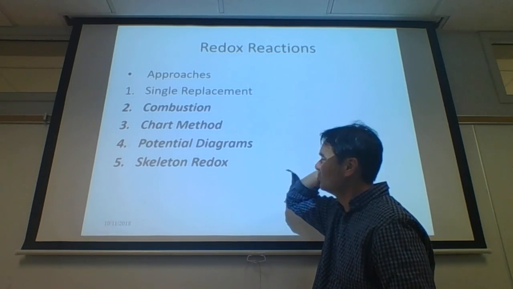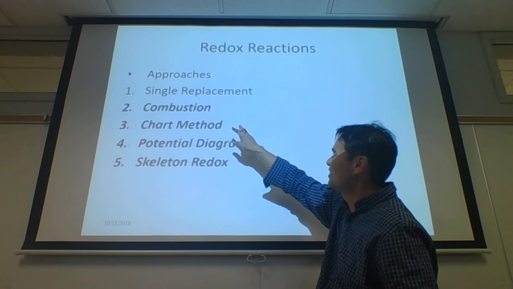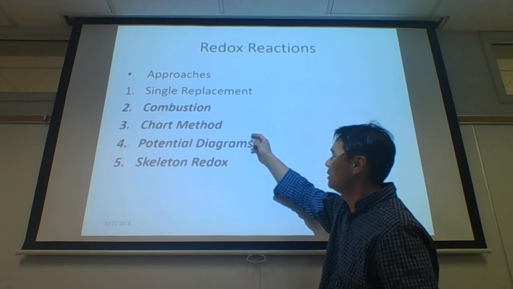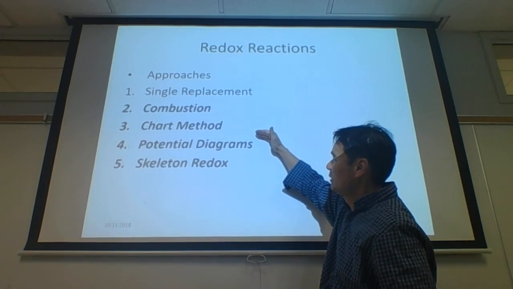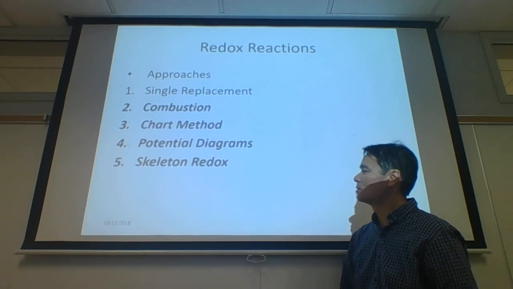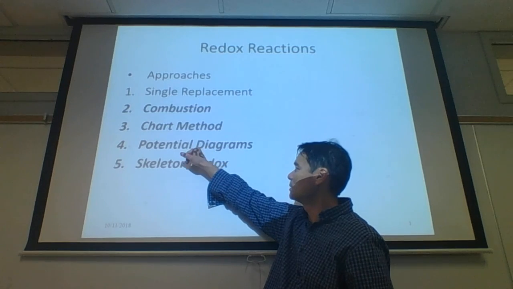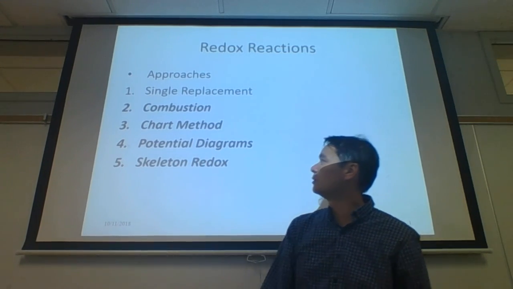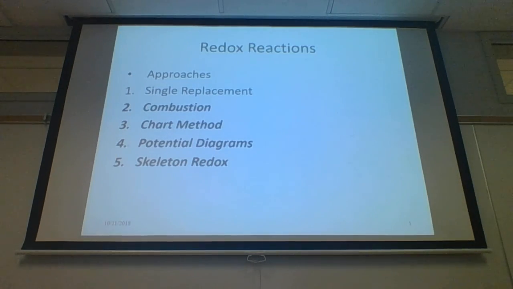Oh, this must be an old slide. Element plus element combination, single replacement, combustion, chart method, and then 4 and 5 we're going to skip. Potential diagrams and skeleton. Actually, 5 we're not going to skip. 4 we're going to skip, potential diagrams. 5 we're actually going to do here. So one of them is missing in this approach. And so let me talk about the reactions first.